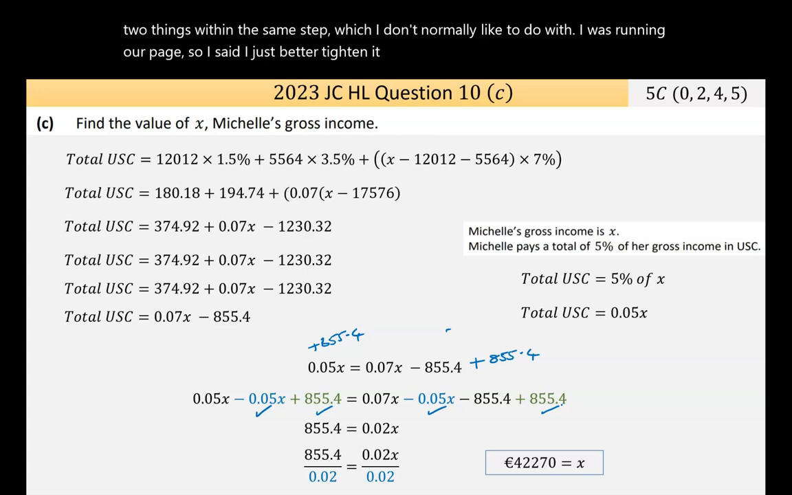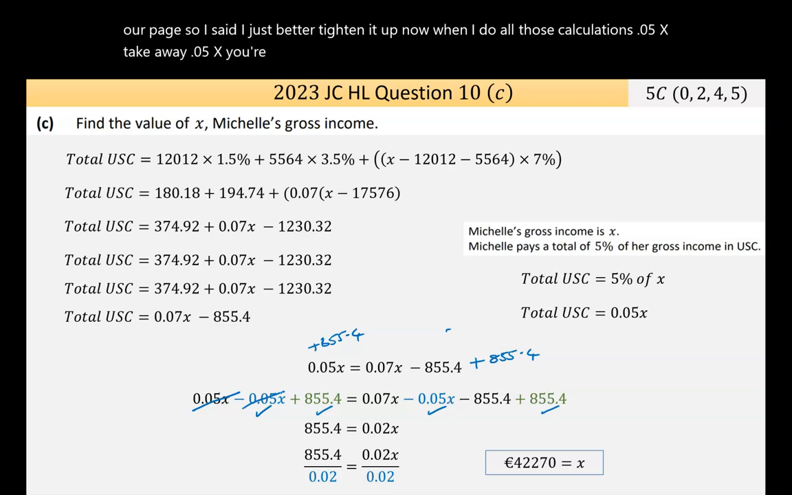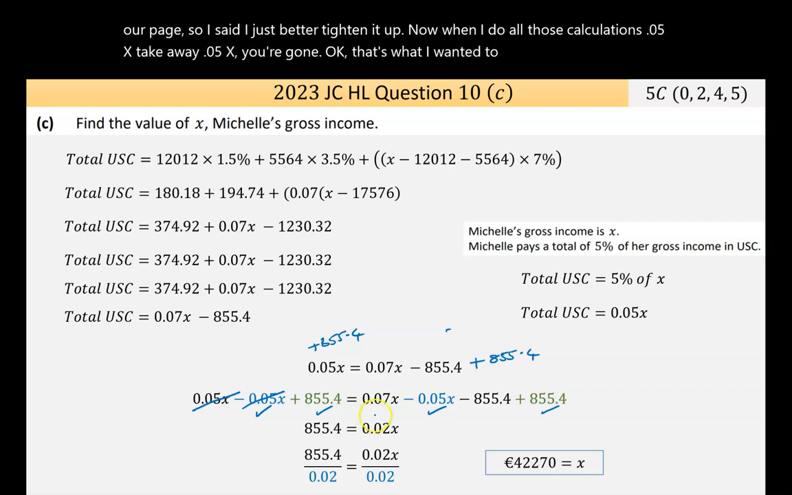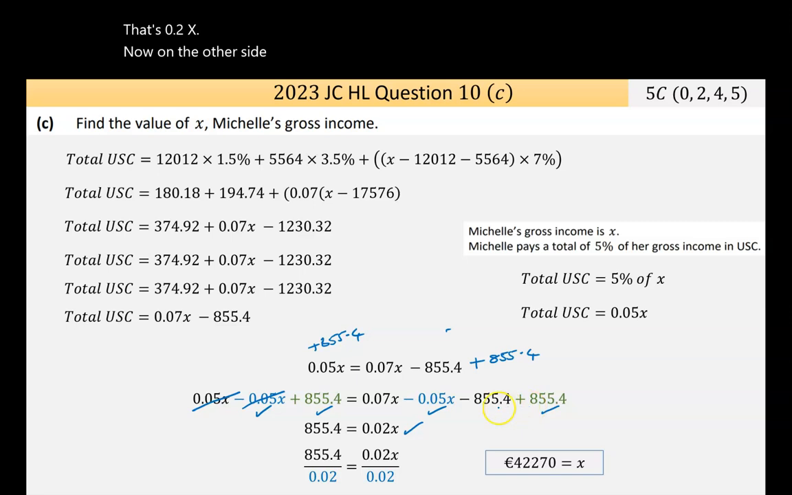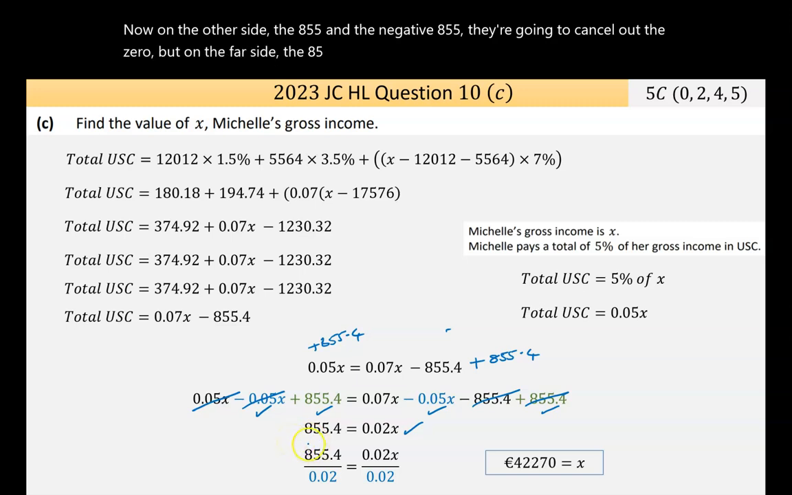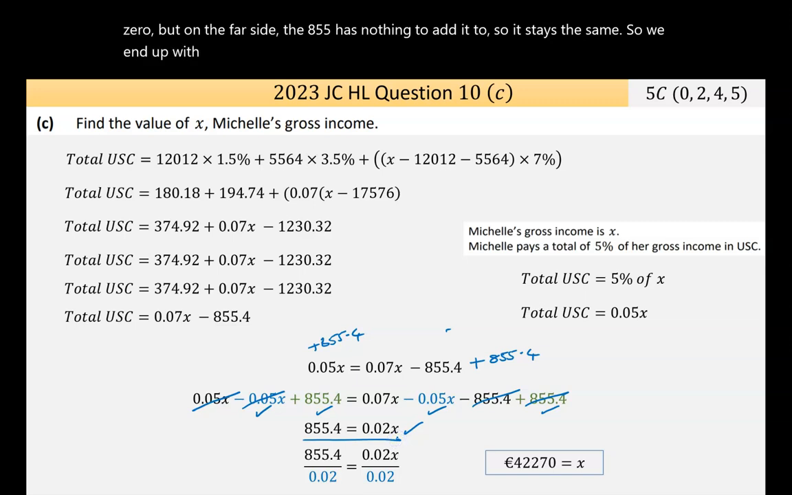Now, when I do all those calculations, 0.05x take away 0.05x, they're gone. That's what I wanted to happen. On the far side, 0.07x minus 0.05x is really just 0.07 take away 0.05. That's 0.02x. On the other side, the 855 and the negative 855 cancel out. That's 0. But on the far side, the 855 has nothing to add to it, so it stays the same. So we end up with this statement, much simpler.